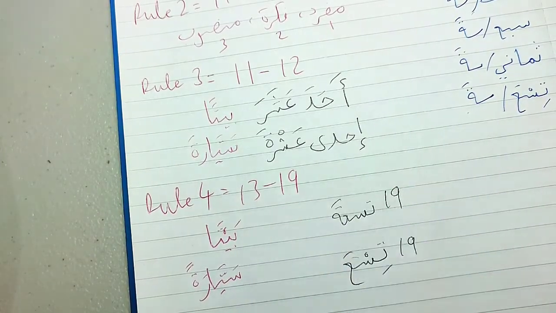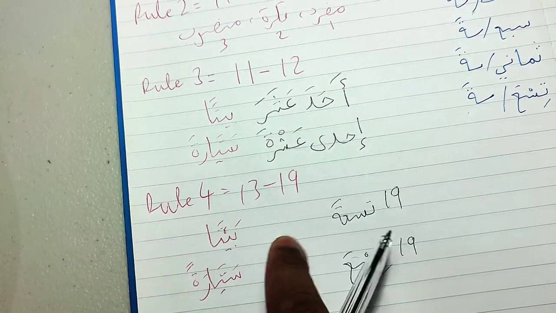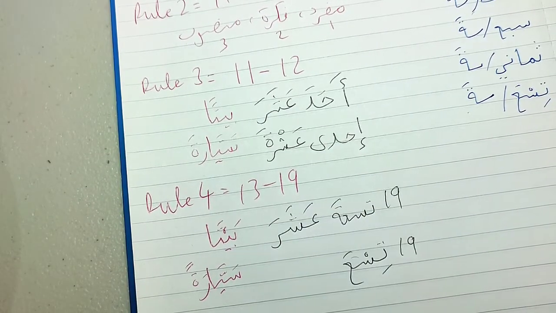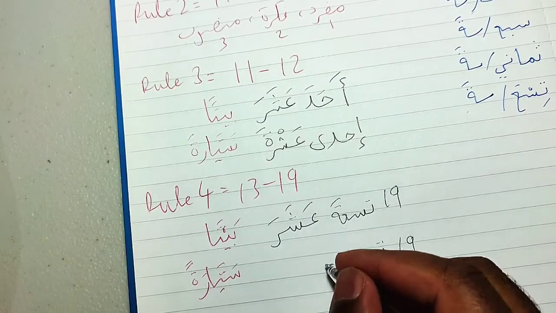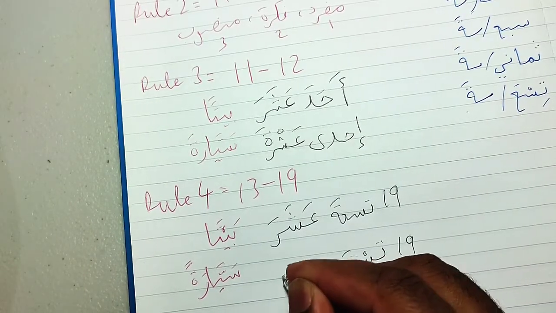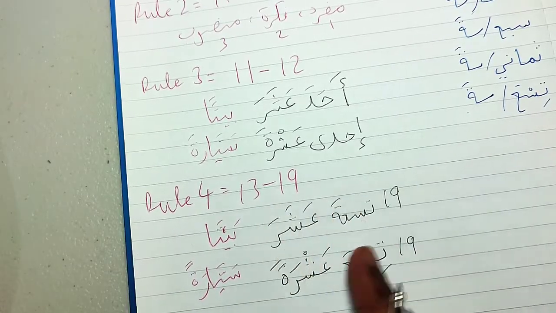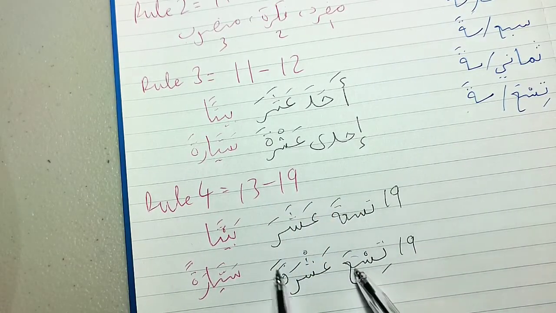With the tens, we said it conforms. So if this is mudhakkar, we're going to use the mudhakkar form, the one without the ta marbuta. So we say ashara. This is mu'annath, so we use the mu'annath form, the one with the ta marbuta: ashrata. And both parts are mabni on fath. They have fath at the end, which was rule number 1.